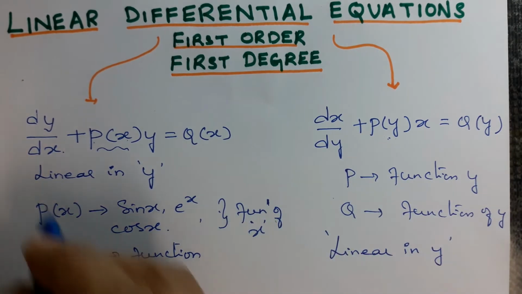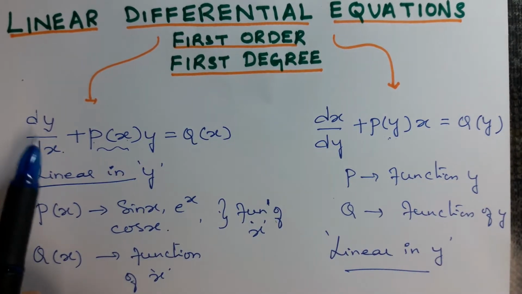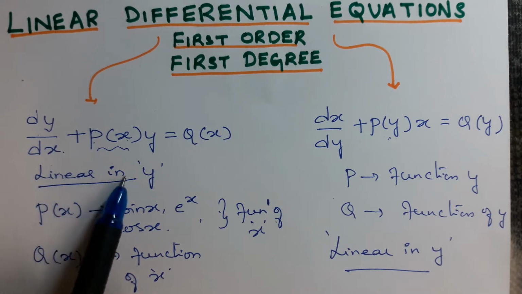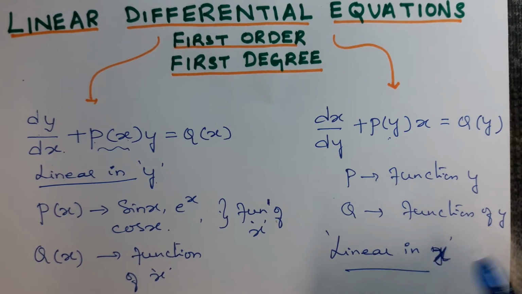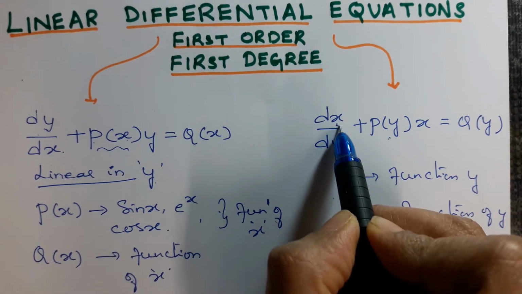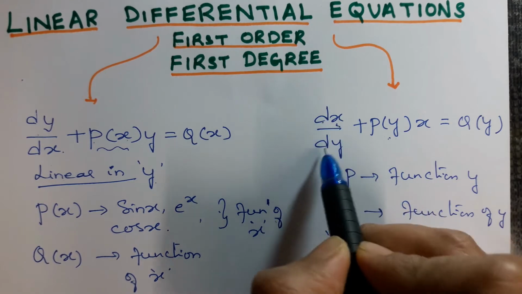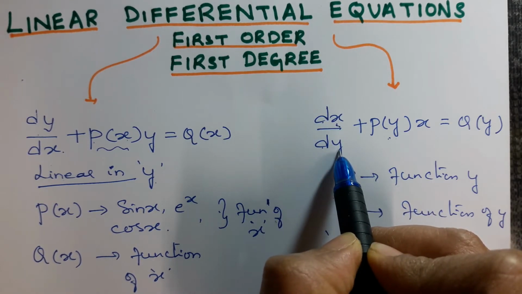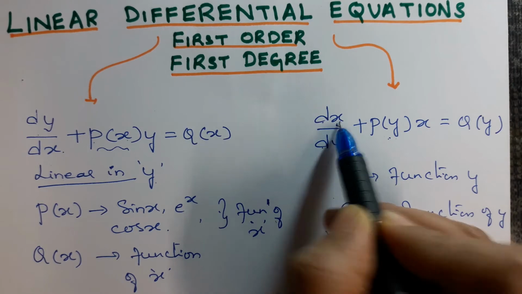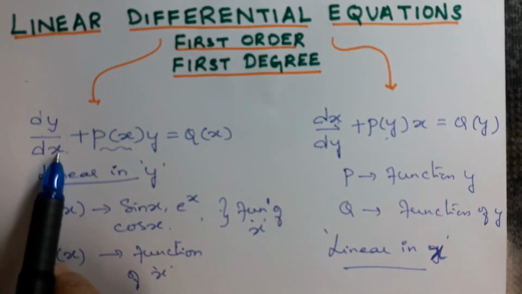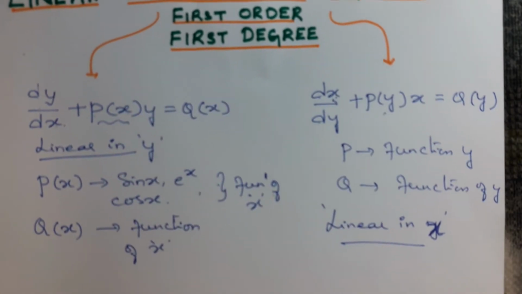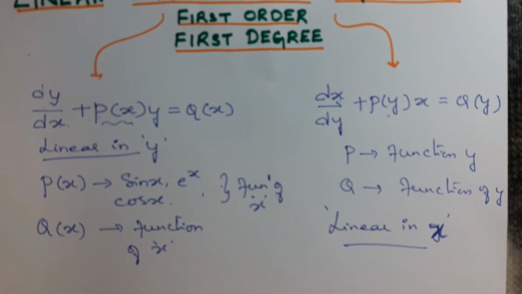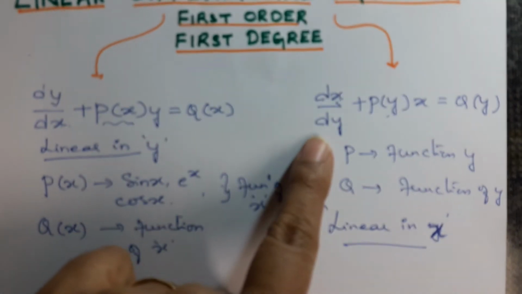So we can have two types of linear equation. One is a linear differential equation which is linear in y, and the other is linear in x. The second equation is linear in x. That means if the equation is represented as dx by dy, then we say the equation is linear in x. If it is expressed as dy by dx, then we say the differential equation is linear in y. So we have two types of linear differential equations: one in terms of dy by dx, the other in terms of dx by dy.